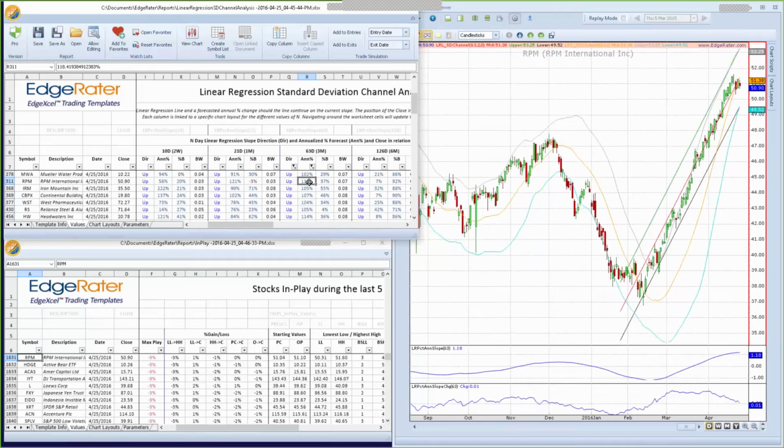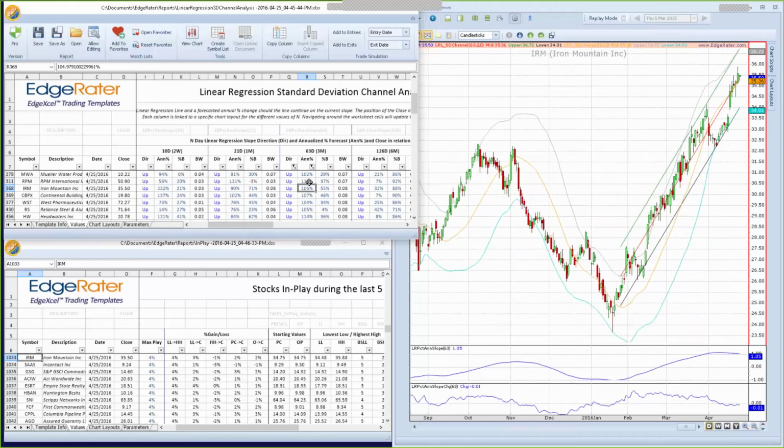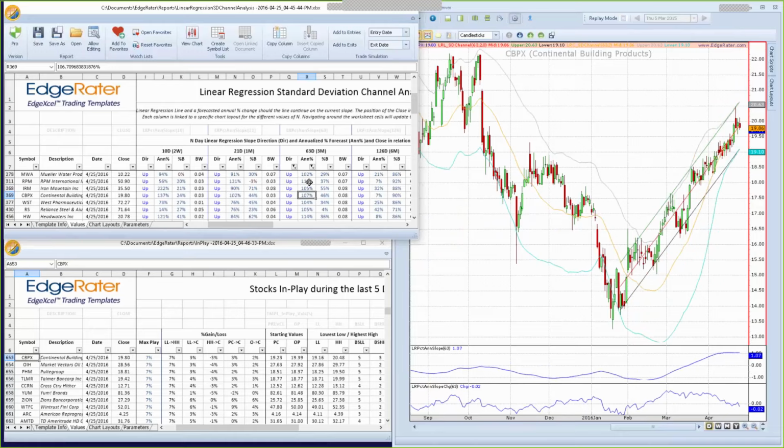Here's another one, RPM, and IRM, Iron Mountain. You can see all of these have a very nice looking rising channel, just by definition of the way we've sorted it. If you wanted to sort this using 10-day or 5-day, 21-day, or any of the other periods, then you just look at these other columns and you can sort using those columns instead.